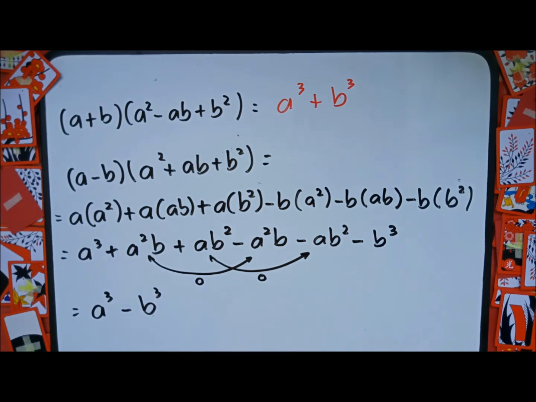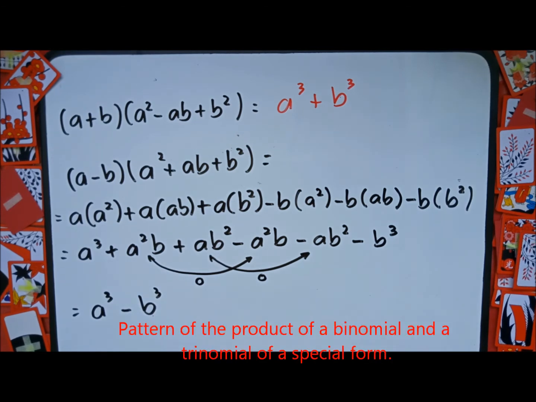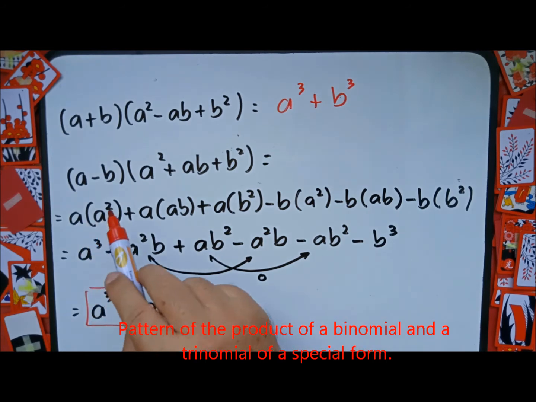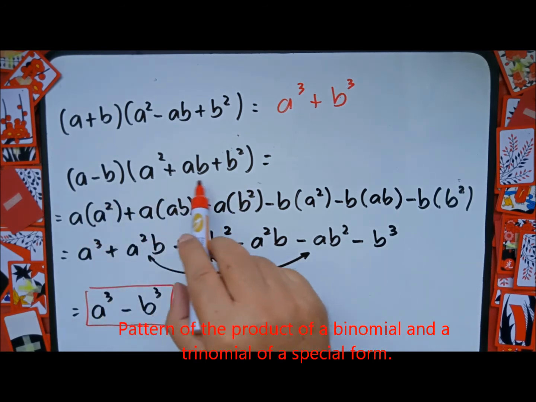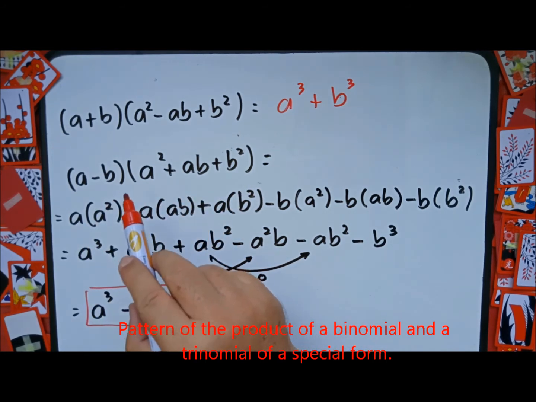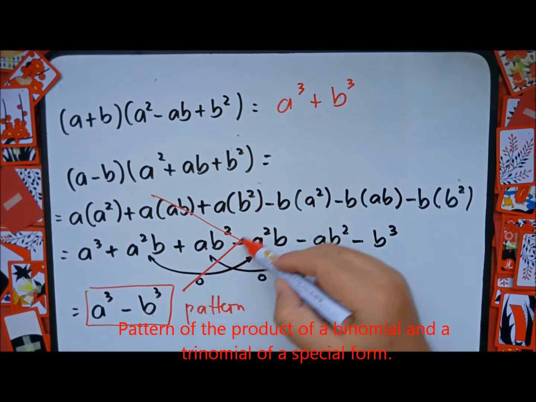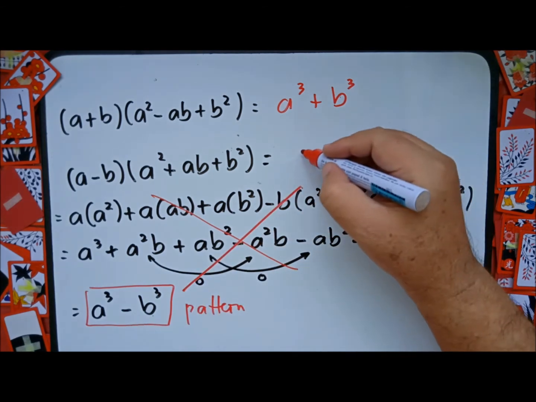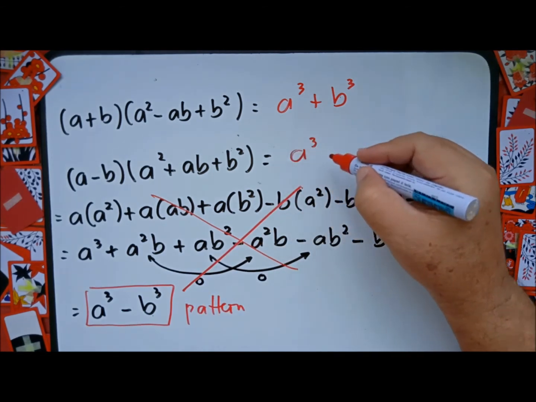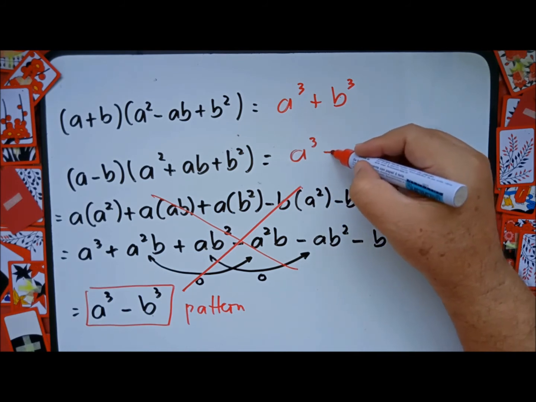So this will be your second pattern. Again, why is this called a special product? Because whenever you encounter this product of a binomial and trinomial of a special form, this will be your pattern. You will not undergo this process anymore. So you have to substitute the terms on the pattern.